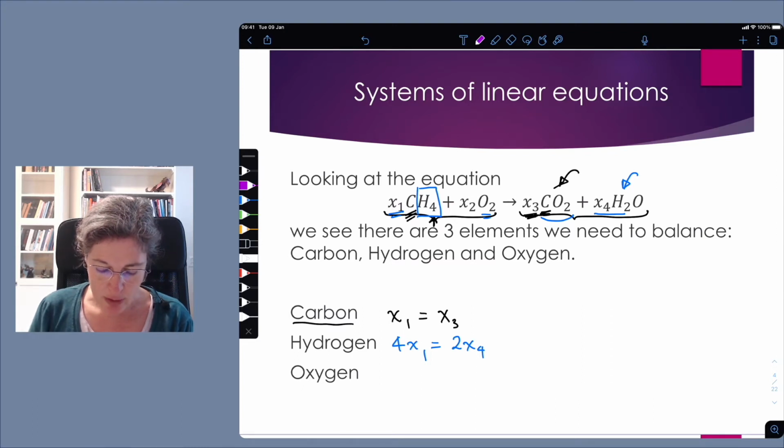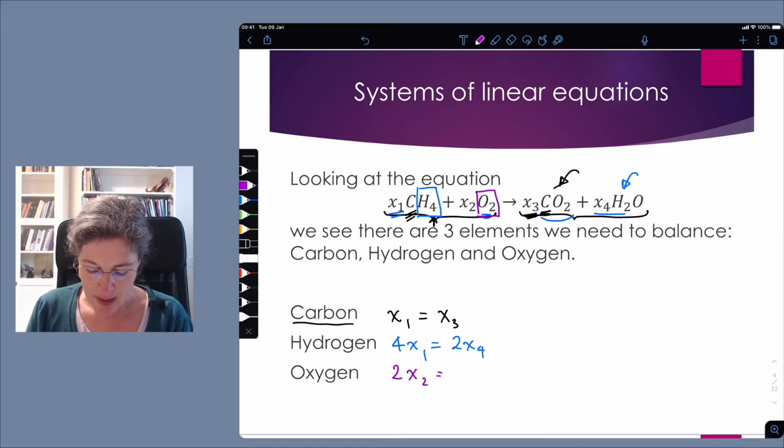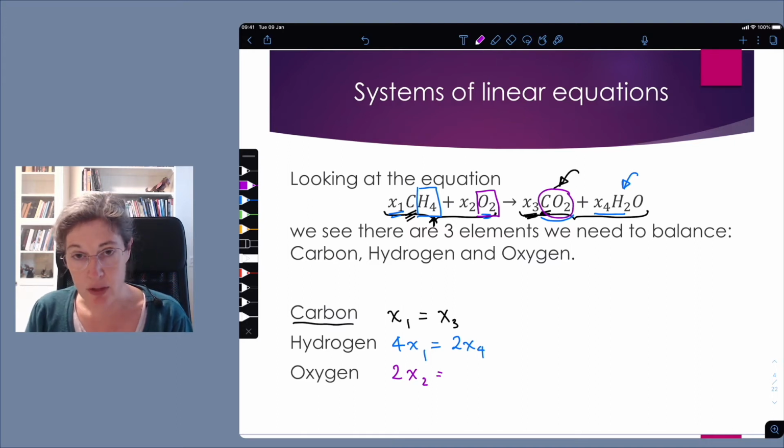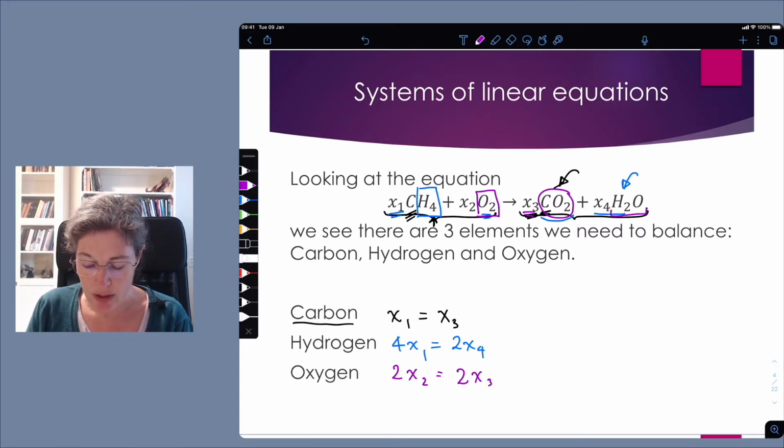And now finally we have a look at oxygen. Methane's not contributing any, but for every O2 molecule that we have, we have 2 atoms of oxygen. So we've got 2 times x2 on the left. And now if we have a look on the right, our carbon dioxide, every molecule is giving us 2 oxygens, so we're going to have 2 times x3 because we have x3 carbon dioxides, but we're also getting oxygen from our water over here. We're getting 1 oxygen atom for every water molecule, so in total we have x4.